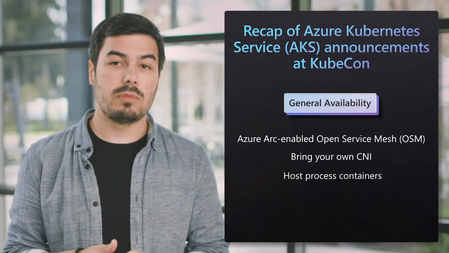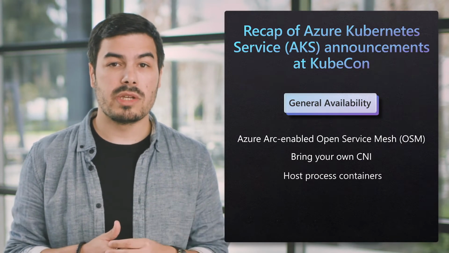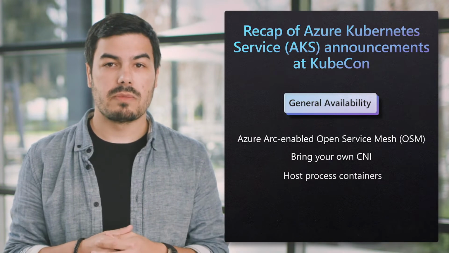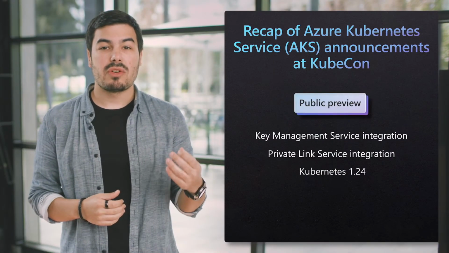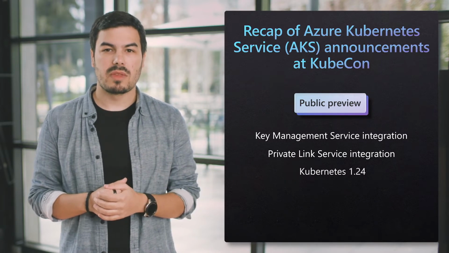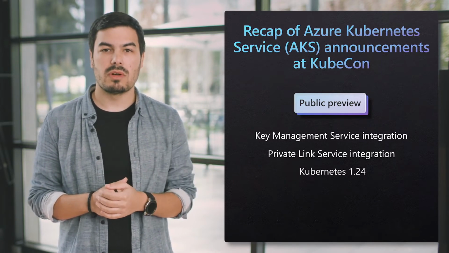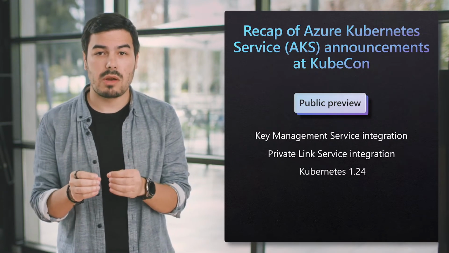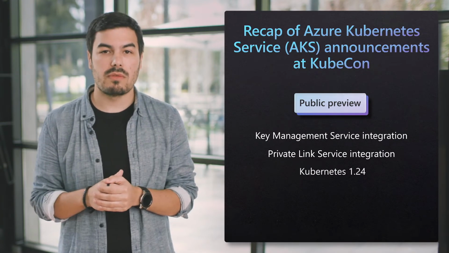And with the general availability of Kubernetes 1.23, so did Windows host process containers make GA within the product. In addition to these, you can now encrypt the secret stored in etcd with your own key, saved in Azure Key Vault. Test Kubernetes 1.24 and let Kubernetes automatically create private link services when you leverage the custom annotation for it on your Kubernetes service manifests.